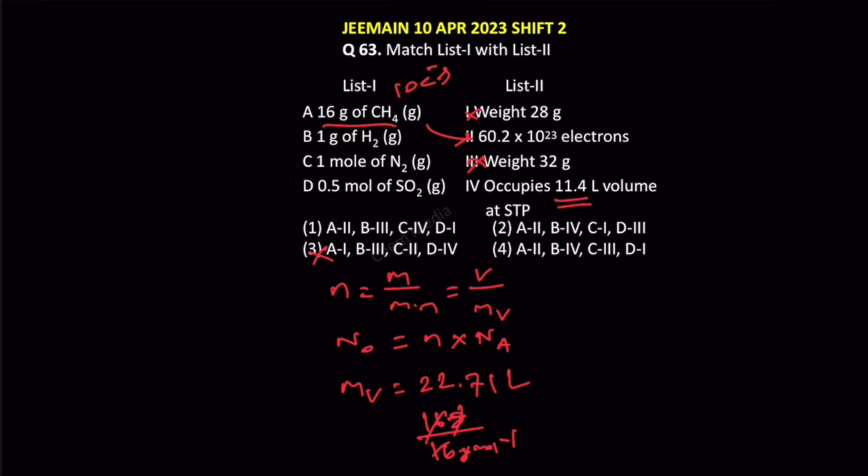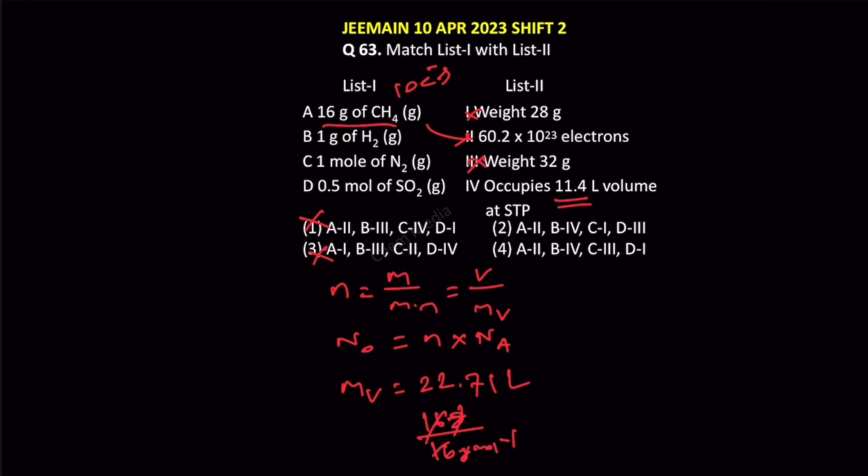In 1 gram of H2, we once again cannot compare that with weight, and we can't compare with 2 also. So we have to compare with 4. 1 gram of H2 means half a mole of H2. That would occupy 11.4 liter volume. So this means 1 is also wrong.